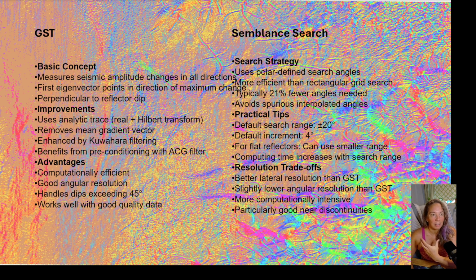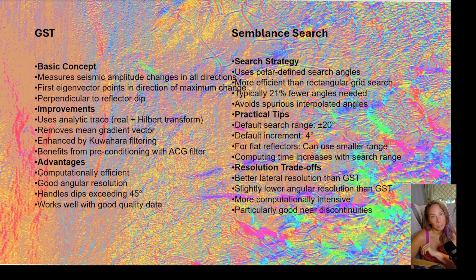This is a summary of some of the basic features that you're going to see in each of GST and semblance search, just so you can go back and look at them later. This is absolutely not my best slide, so I'm going to have to change it later so that you can actually read it. But it's a comparison and contrast of GST and semblance search, looking at some of the advantages.